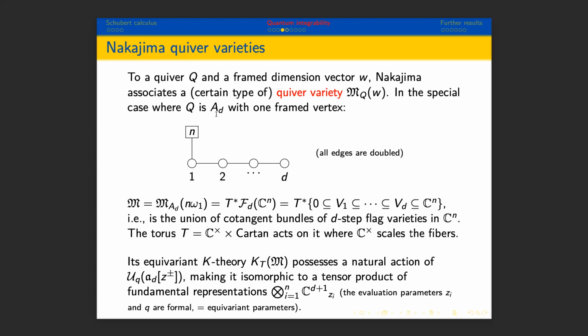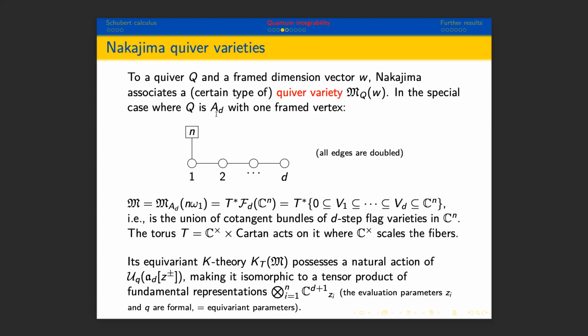And indeed, we know from Nakajima that the equivariant K-theory of such a space possesses the natural action of U_q of the loop algebra, the quantized loop algebra associated to that Dynkin diagram in this case. And in this case, we even know what the representation is. It's very easy. It's just the usual (D+1)-dimensional representation of GL_{D+1}, and you just tensor it n times. And the z's play the role of parameters of the representation. But at the level of geometry, they're torus parameters.